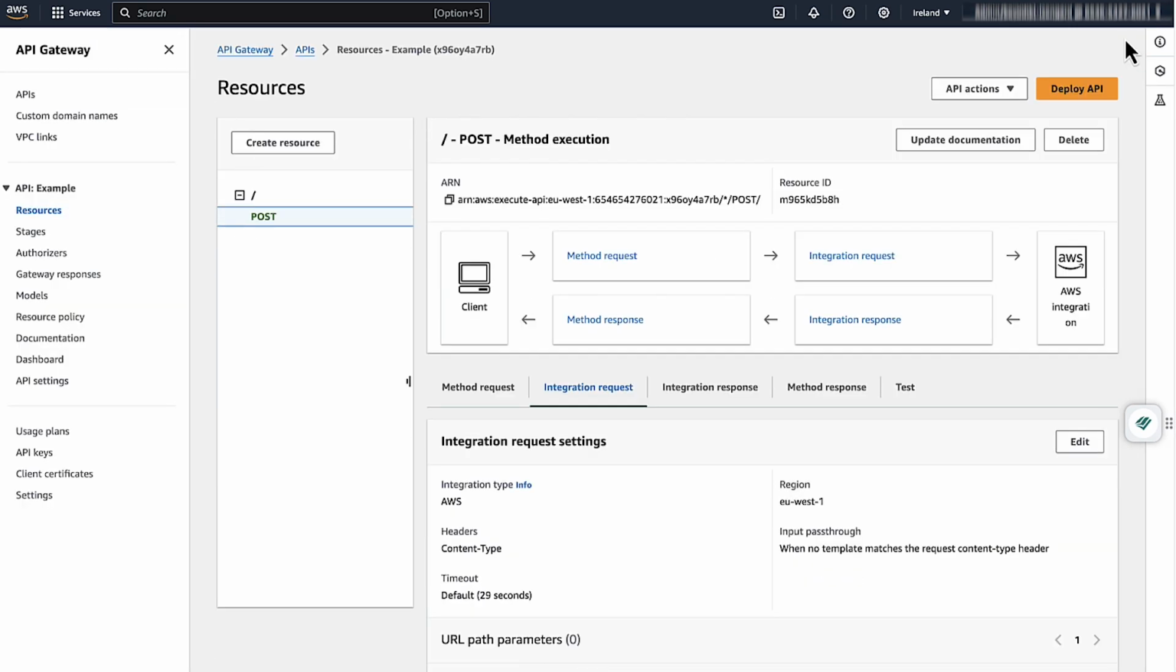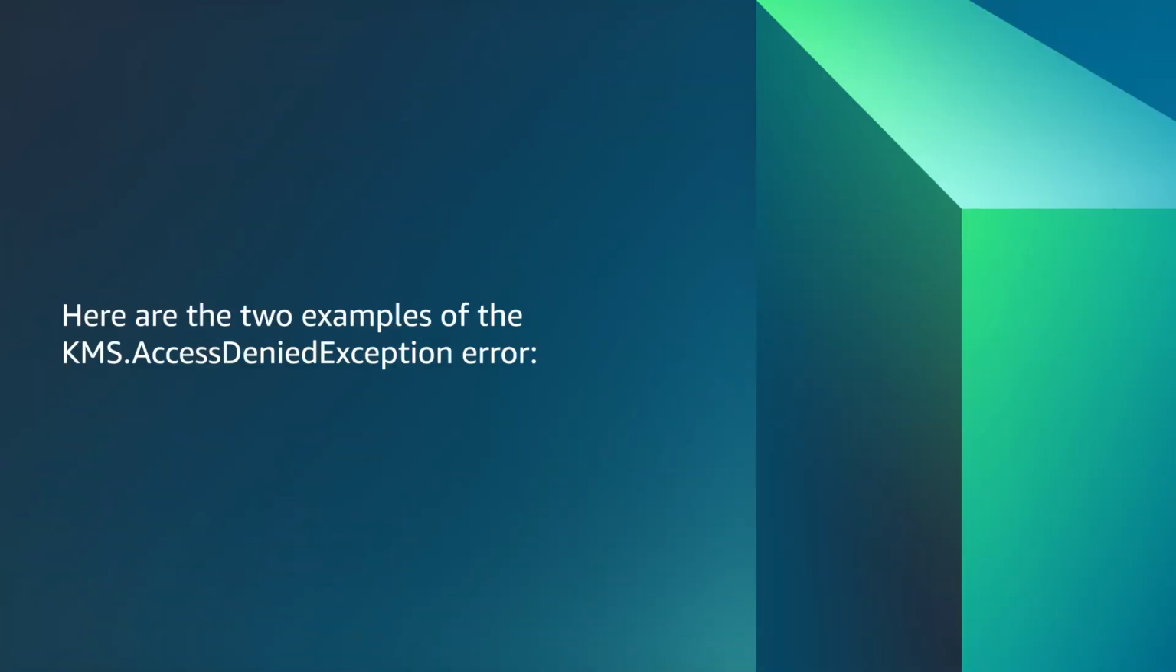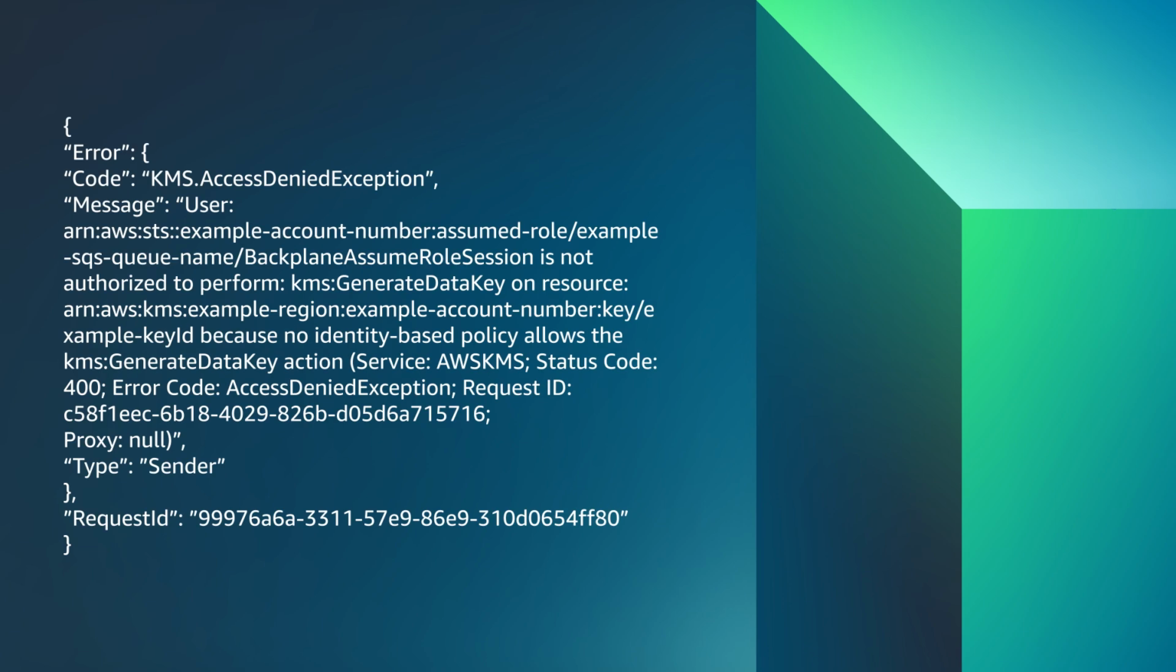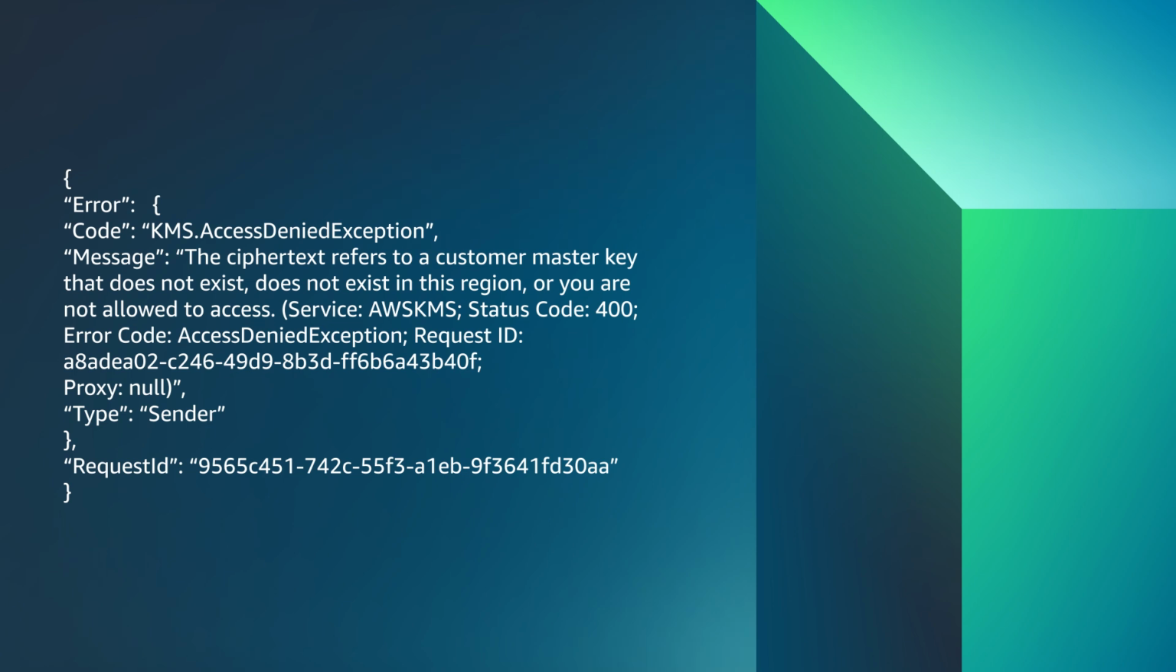Now, let's discuss the KMS AccessDeniedException error. Here are the two examples of the KMS AccessDeniedException error. This is example 1 and this is example 2.